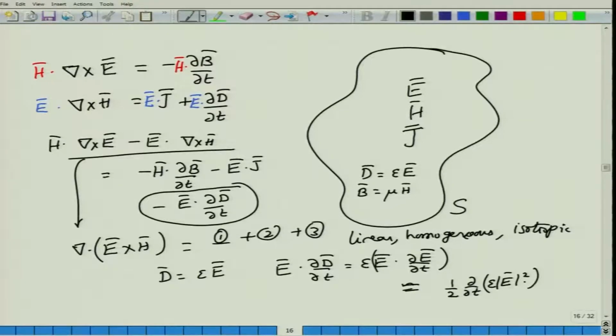Okay. Similarly, you can show that H dot del B by del T can be written as half, rather, this is not del by del T, this is d by dt, or del by dt, it does not matter in this particular case. So I have d by dt of epsilon magnitude of H whole square.